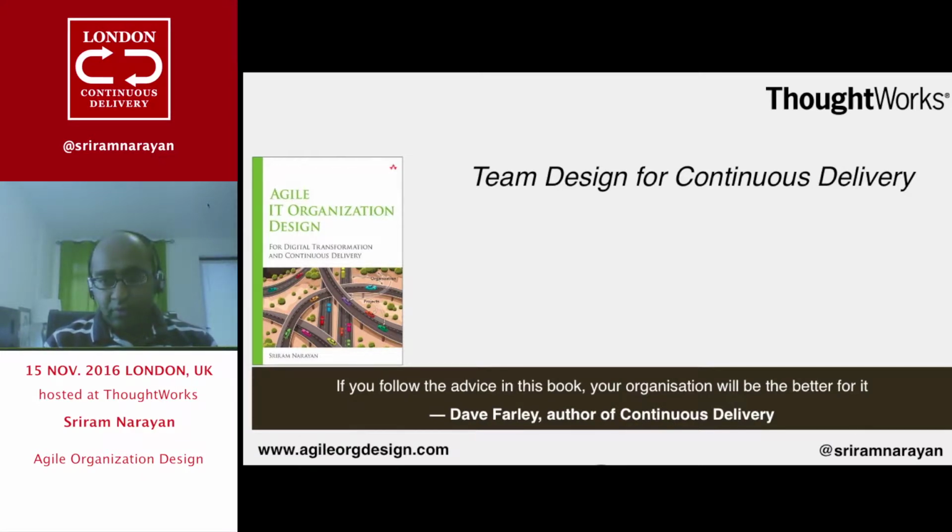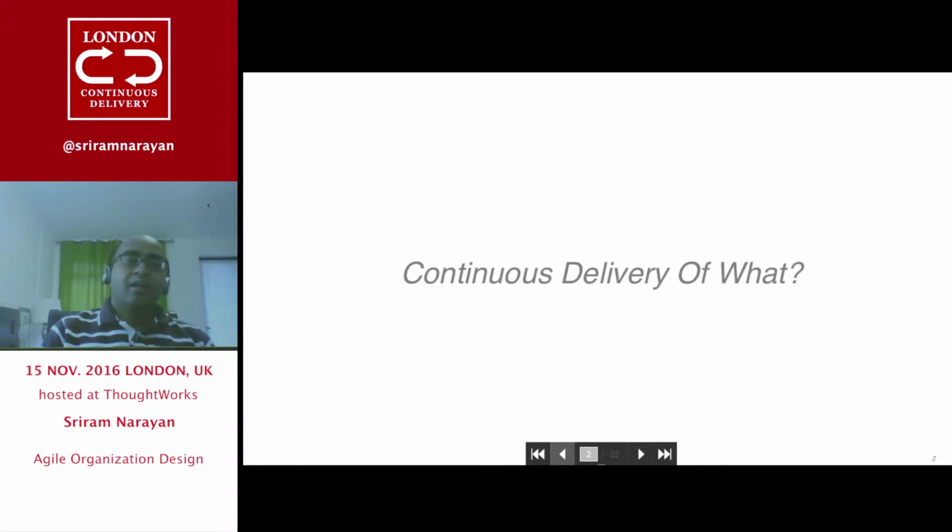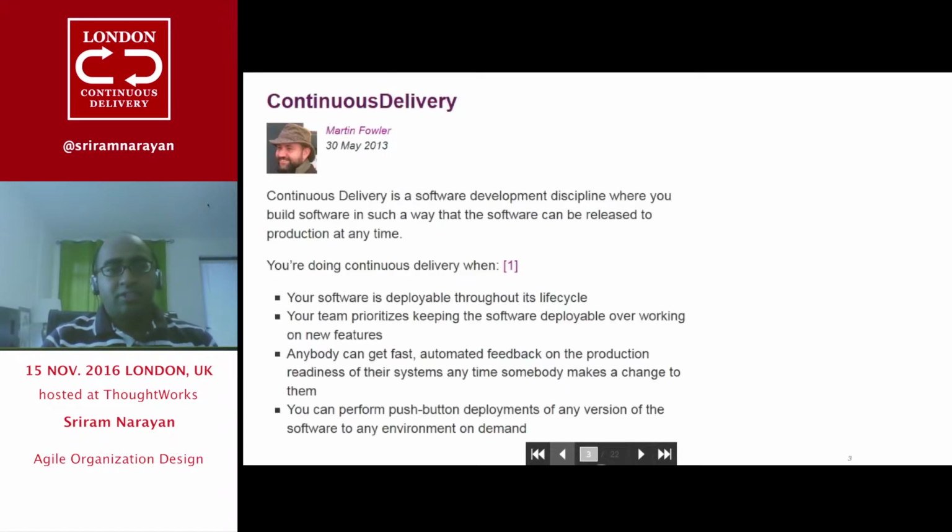To start this off, I would like to take a step back, and at this point, let me see if I'm able to move my slides. Great. So take a step back and ask ourselves, when we say continuous delivery, of what? And there is an easy technical answer to this: it's continuous delivery of software, where software is deployable throughout its life cycle, one-touch releases, always in a deployable state. And that's a technical answer to continuous delivery of what.